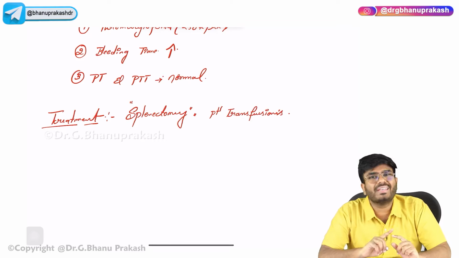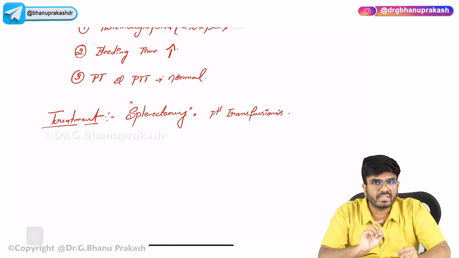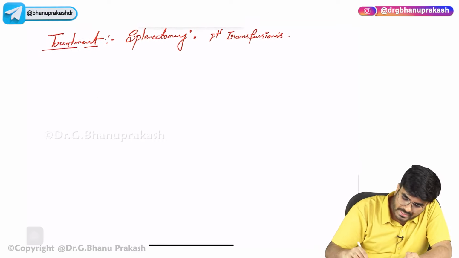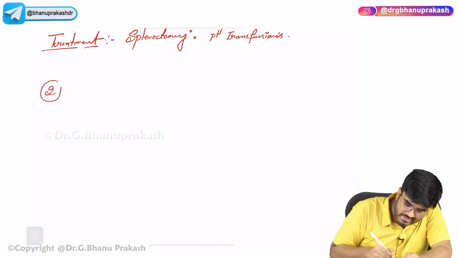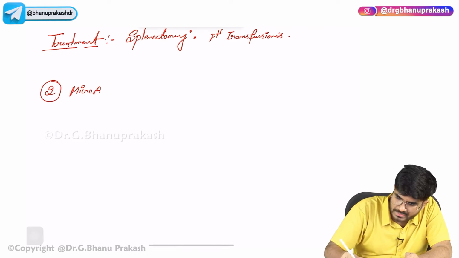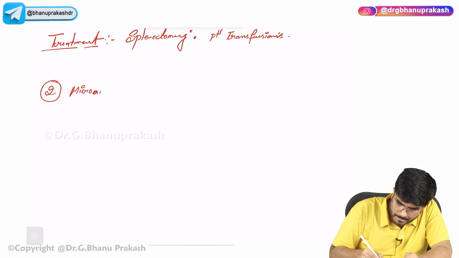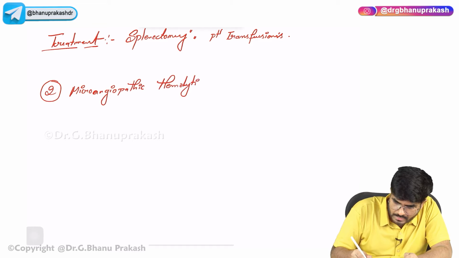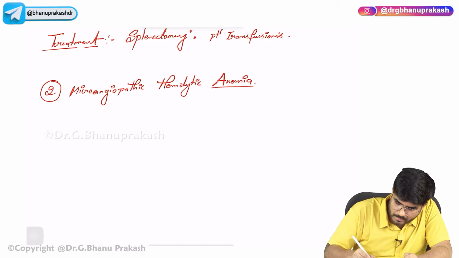So now one quantitative defect is completed, that is immune thrombocytopenic purpura. The second quantitative defect that I am going to discuss now is called microangiopathic hemolytic anemia.